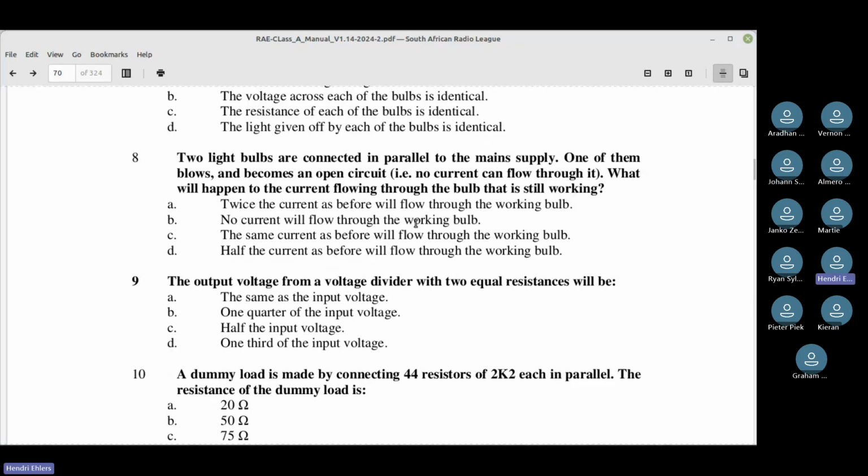Can I just throw something in there? So you've got your house, okay? You've got light bulbs in your house that are connected in parallel. Now, when one of the light bulbs breaks and goes out, do the other light bulbs get brighter, or do they stay the same? I think that's another way of explaining it. Yeah, that's another way.